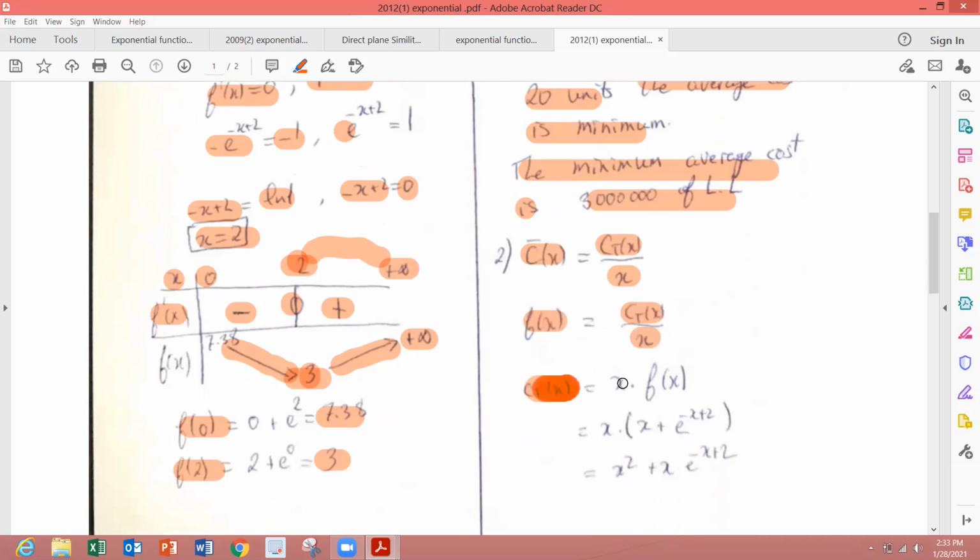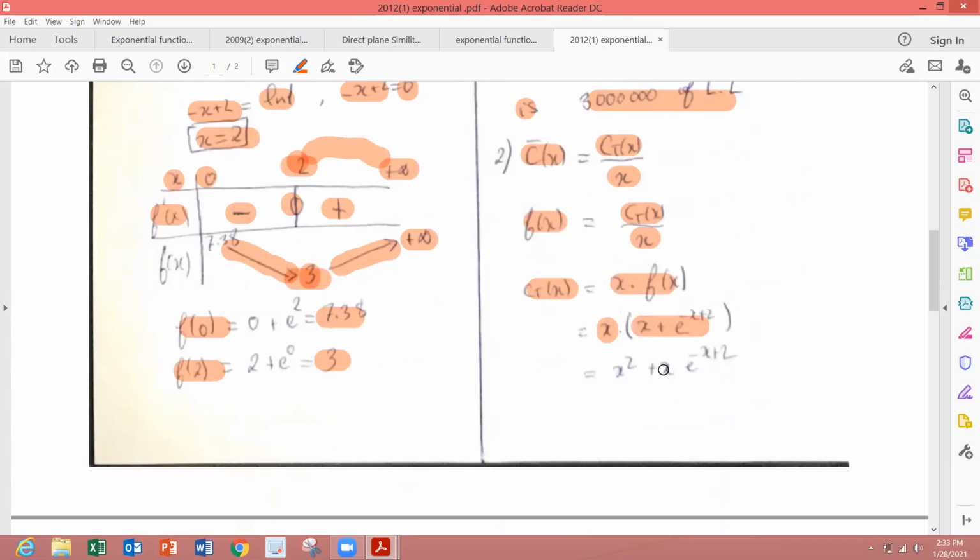CT(x) equals x times f(x). If we expand, we get x squared plus x e power minus x plus 2. So the average cost equals the total cost over the quantity x. f(x) equals CT(x) over x. By cross multiplication, we get the result.